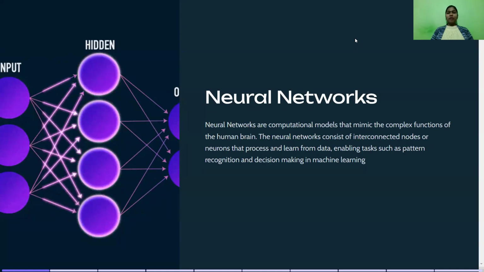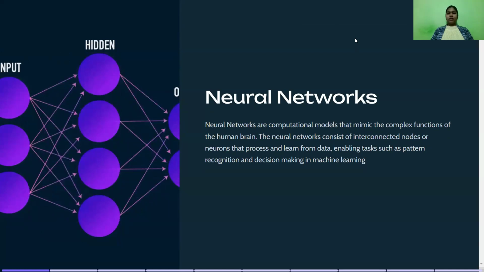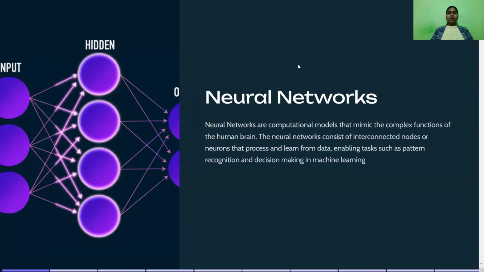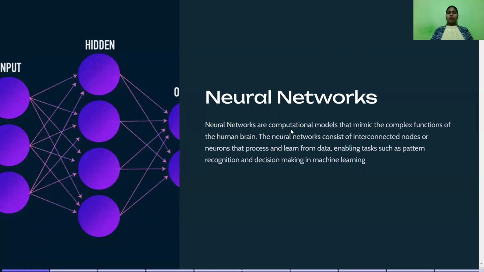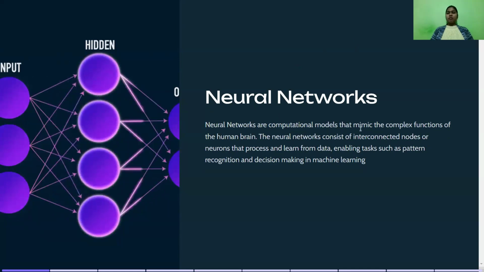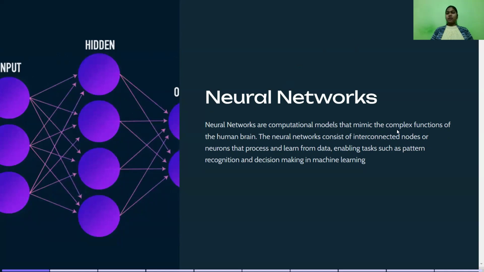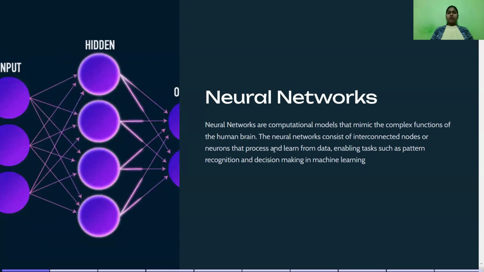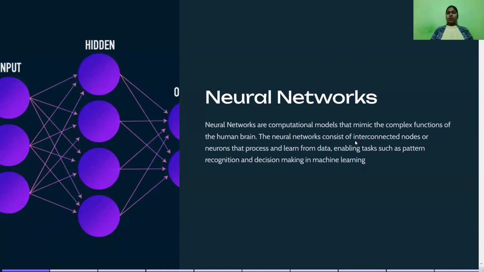In today's video, we will discuss neural networks. Let's get started. Neural networks are computational models that mimic the complex functions of the human brain. The neural networks consist of interconnected nodes or neurons that process and learn from data, enabling tasks such as pattern recognition and decision making in machine learning.